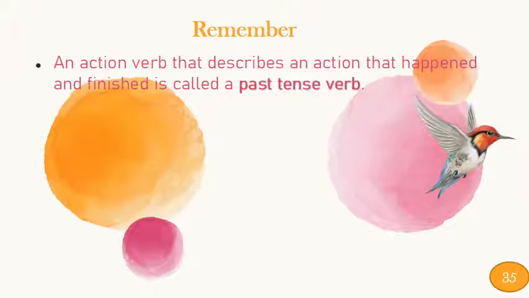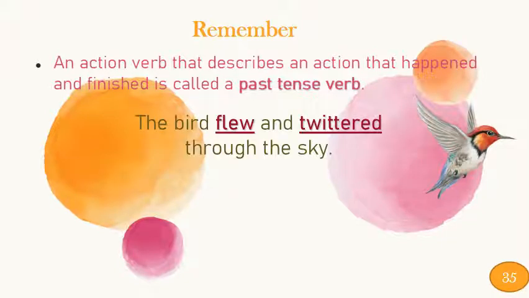An action verb that describes an action that happened and finished is called a past tense verb. So the verb that expresses the action that happened in the past is called a past tense verb. Example: the bird flew and twittered through the sky. Here I have two action verbs, flew and twittered. By twitter, we mean the sound that birds make. Okay, it's called twittering. Here flew and twittered happened in the past, so I have to write them in the simple past tense.